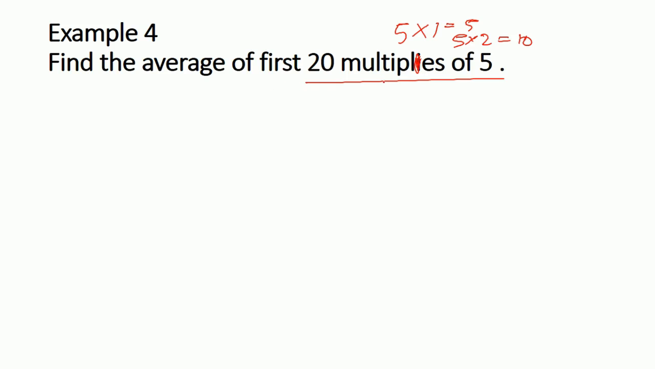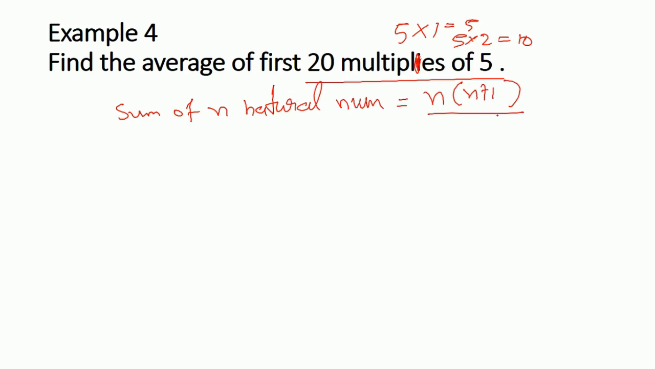Now if you want to do it the simplest way, counting the 20, adding them together, and dividing by 20 to get the answer, that is very dumb and will take a long time. The easiest way to solve it is to think of the sum of n natural numbers. The sum of n natural numbers is always n into n plus 1 divided by 2. Remember that always. Sum of first n natural numbers, n into n plus 1 by 2.